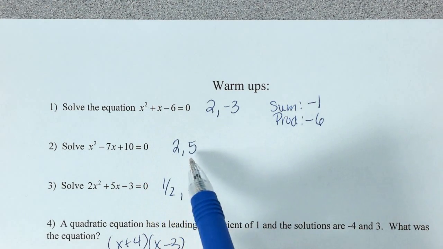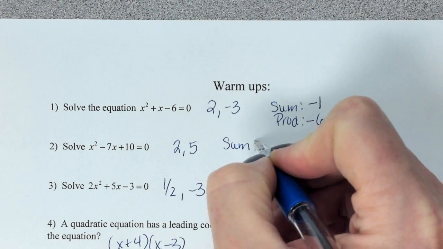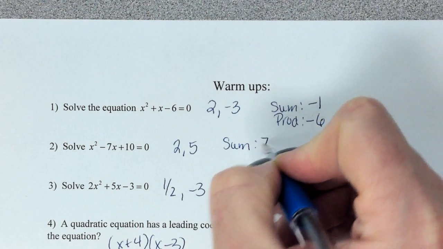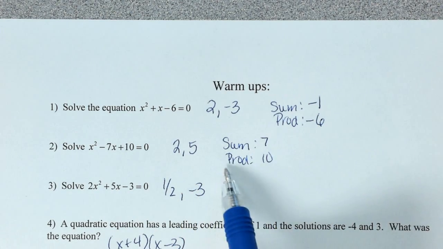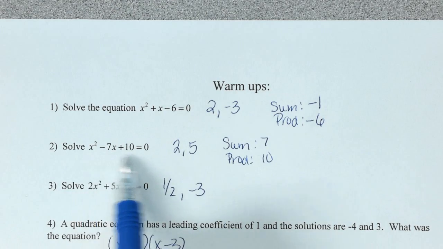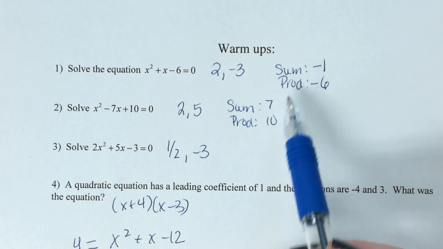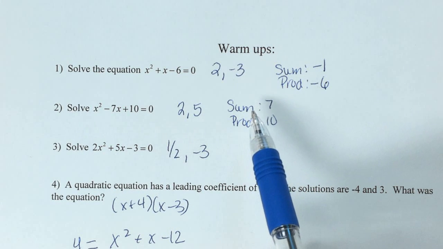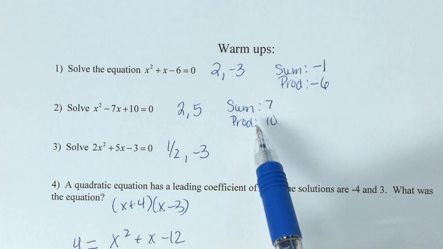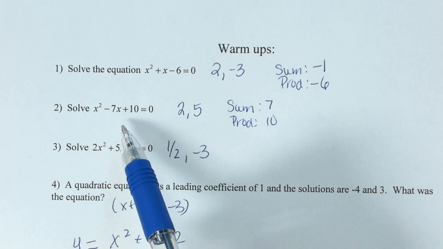Okay, let's keep going. The sum here. What's the sum of these solutions, guys? And what's the product? Good. So how does this sum and product relate back to that equation? So let's just look at these two for a minute. Can you think of a way that if I told you the sum and I told you the product, you could come up with the quadratic equation?